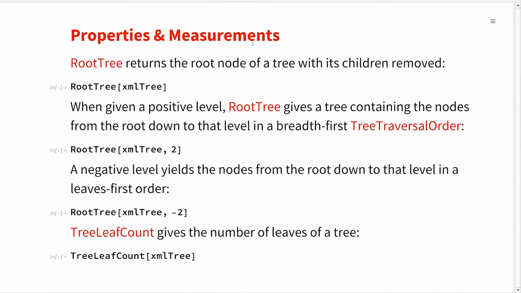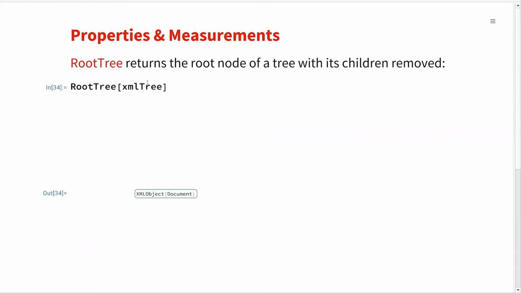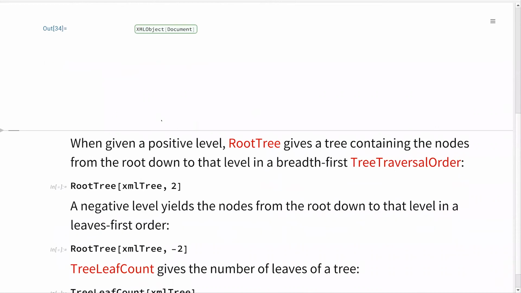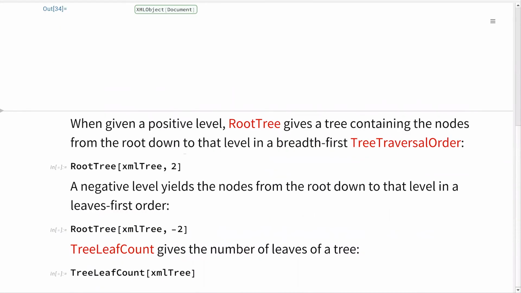Some new properties and measurements that were added for trees. One is root tree. So this is another function that's useful for exploring large trees. You just give root tree a single argument, it returns the root node of a tree with all of its children removed. Say root tree of the XML tree, you see the root node is this node representing the entire document. You can also give levels in root tree to kind of walk down from the root, viewing just the top of it. So if I say root tree of the tree, comma 2, that will go down to level 2 of the tree and remove all of the lower levels.